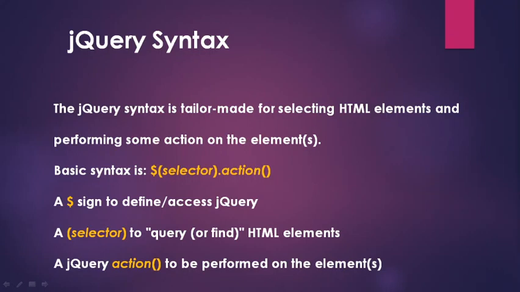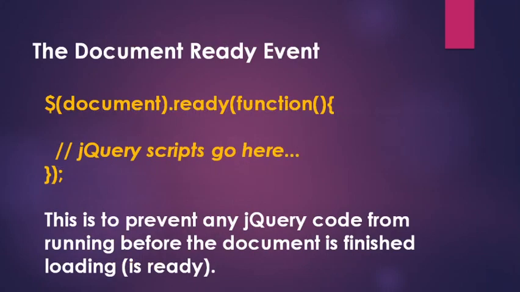The $ sign is used to define or access jQuery itself. The selector is used to query or find the HTML element, and the action is whatever action or modification you would want to perform on that element.